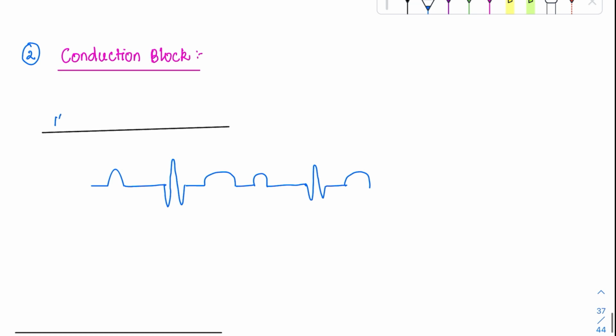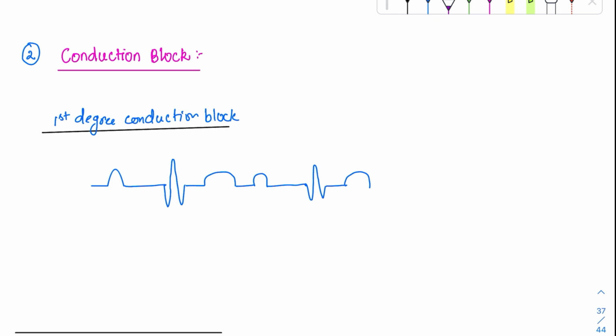First, coming to the first degree conduction block. This name, I would say, is actually a misnomer, because here there is not actually a block. Let's see what happens here. Conduction block means wherever the AV node is conducting to the ventricles, there is some block in this pathway. That's why it is called conduction block. But what happens in the first degree?